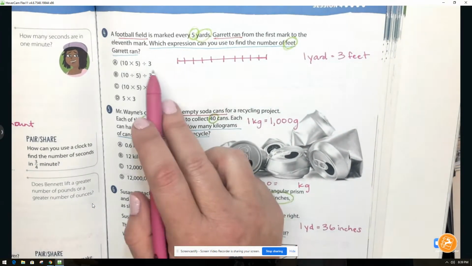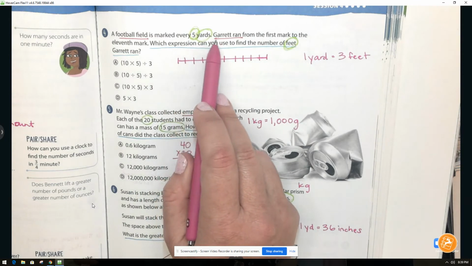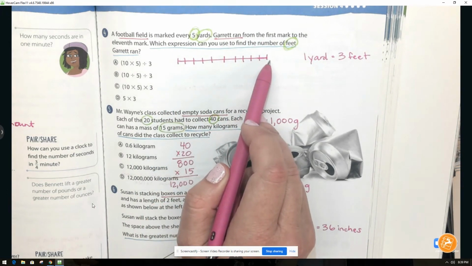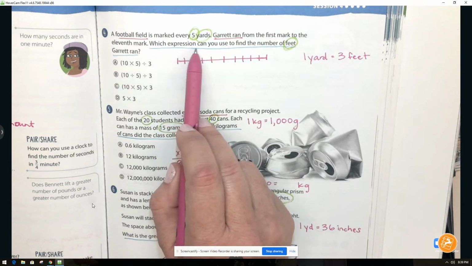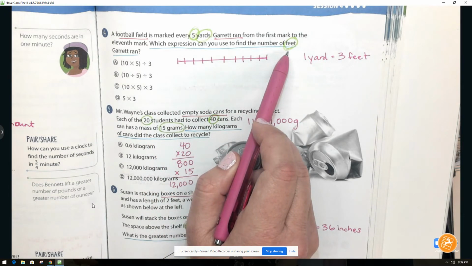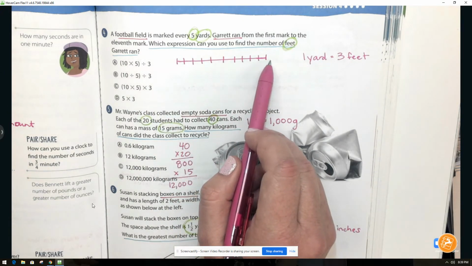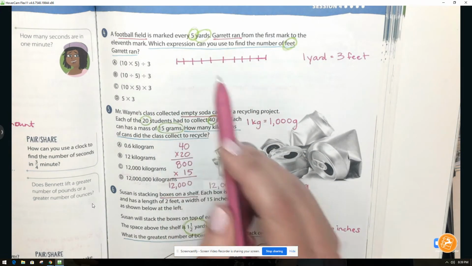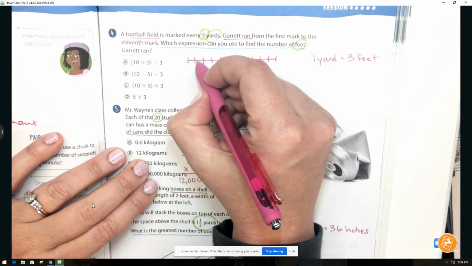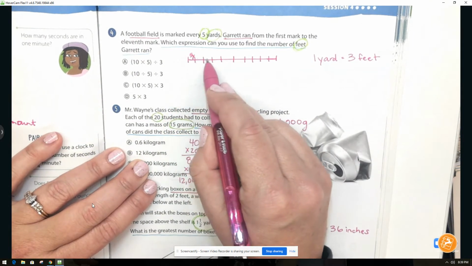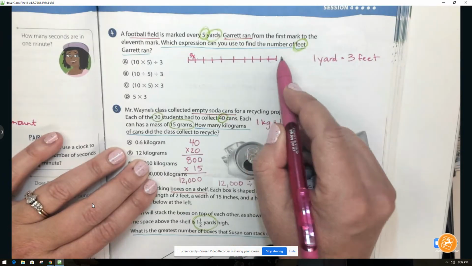Number 4, a football field is marked every 5 yards. Garrett ran from the first mark to the 11th mark. Which expression can you use to find the number of feet Garrett ran? So I drew a little picture here of how far he ran. And so each of these from here to here is 5 yards.